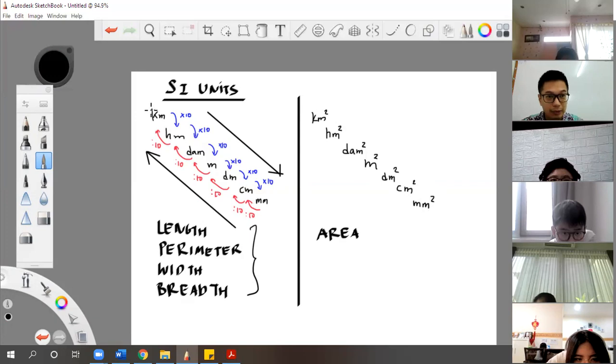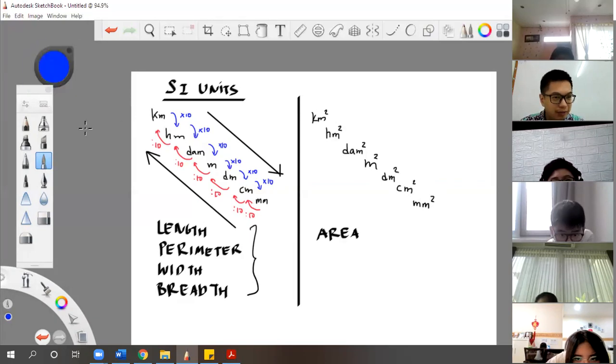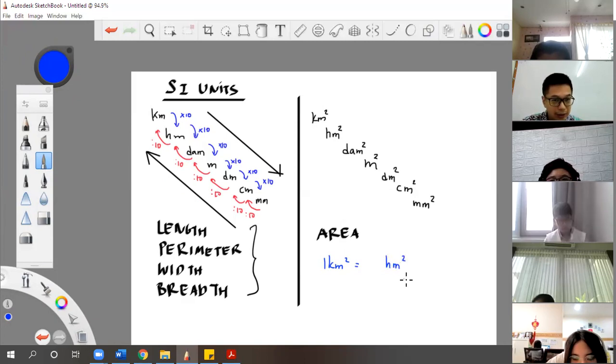If I want to go down, it has to be multiplied by double of the previous. For example, do you know what square means? Square means a unit times the same unit, right? A certain unit times a certain unit, the same unit. For example, 1 kilometer square. How many hectometer square? Going down by 1, you multiply by 10.